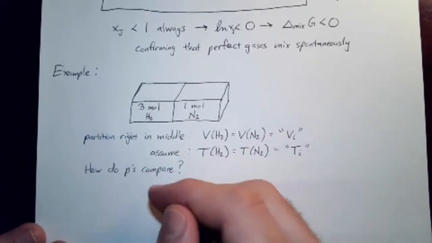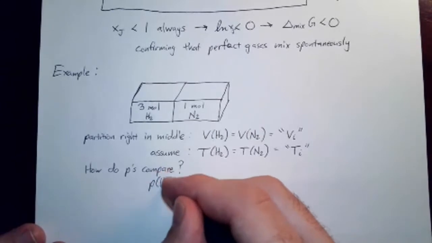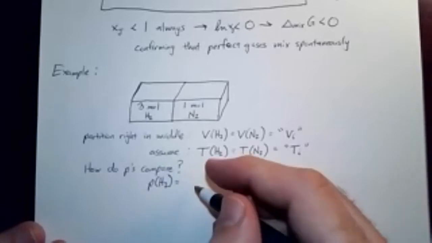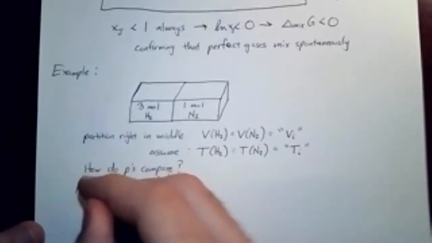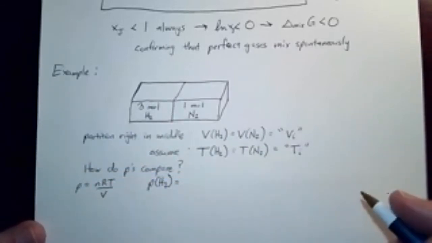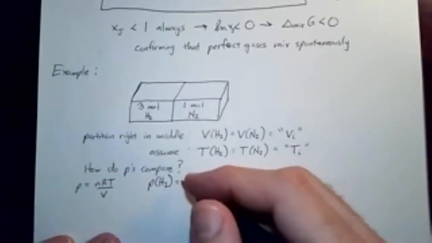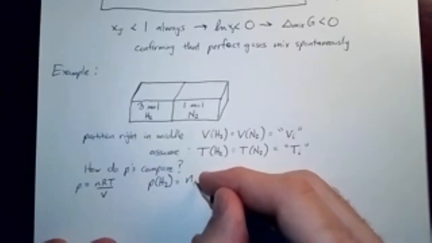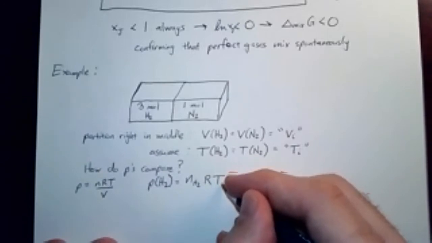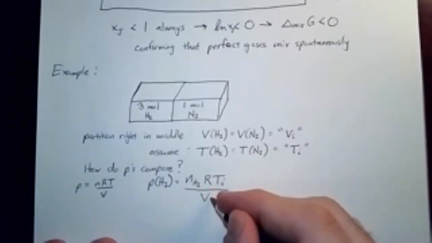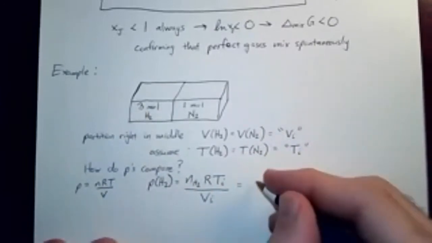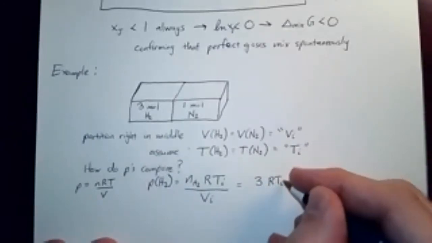So the pressure of the H2 gas, I'm going to be using P equals nRT over V, right? We're assuming these are perfect gases. So in this case, it's n of H2, R is a constant, T is Ti, and V is Vi. And we know that the number of moles of H2 is 3. So this is 3RTi over Vi.